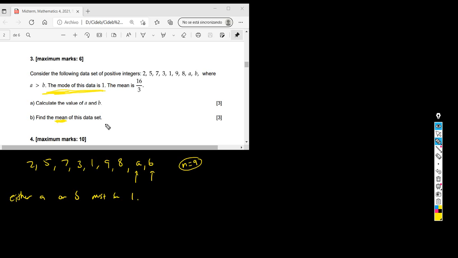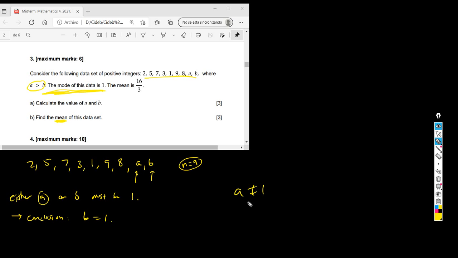What other information do I have? I know that A is greater than B, and that all of these are positive integers, or counting numbers: 1, 2, 3, 4, etc. And that leaves only one conclusion, only one possibility. The conclusion is that B should be equal to 1. Why? Because we already said that A or B must be 1, and it's impossible for A to be equal to 1.